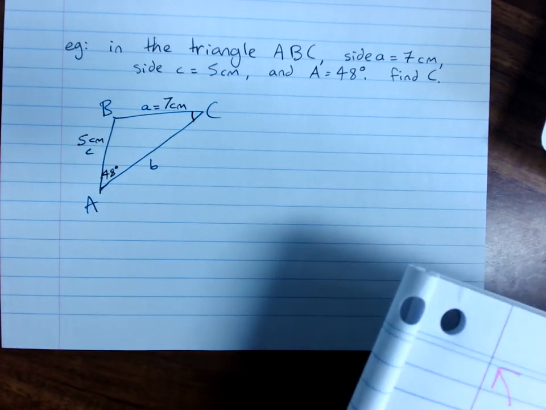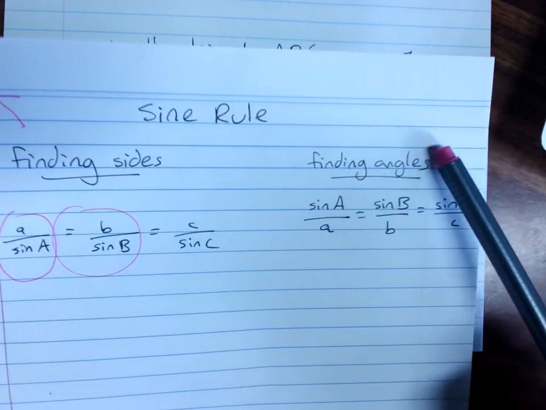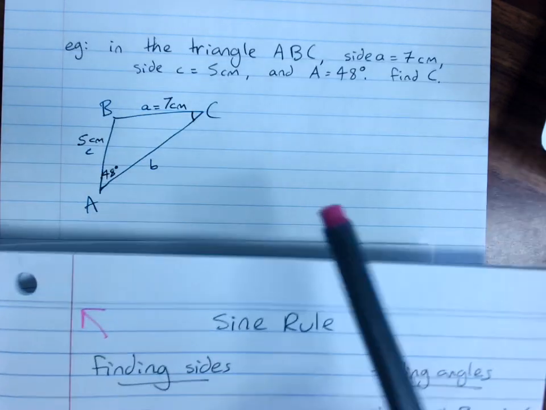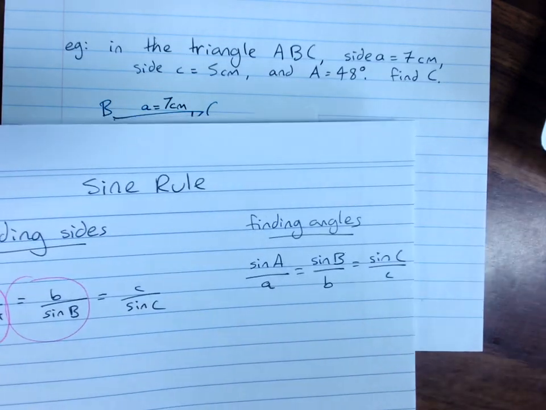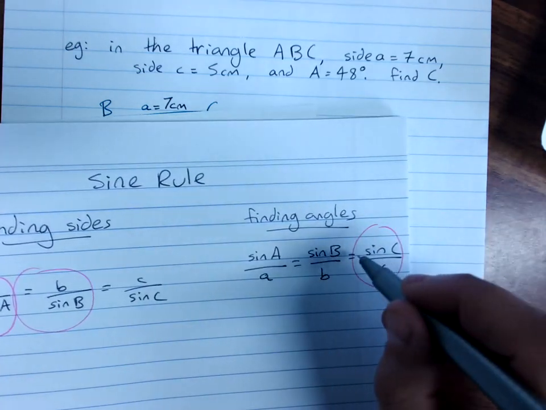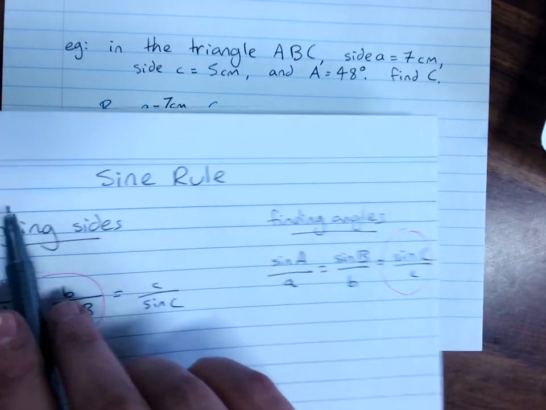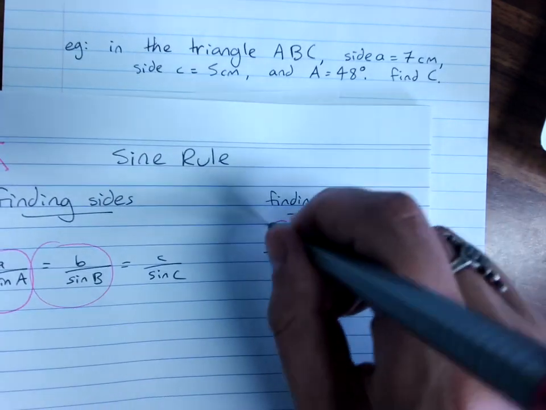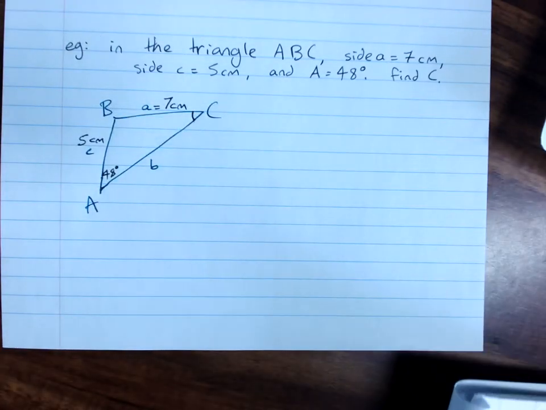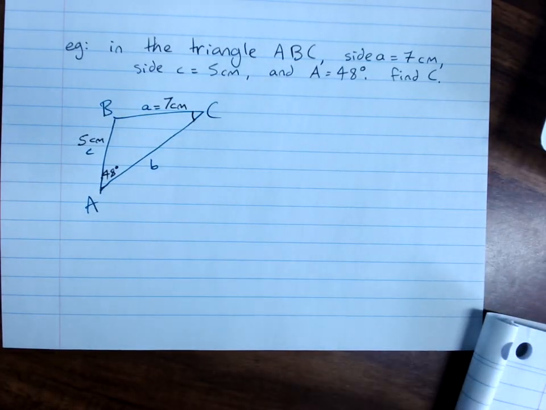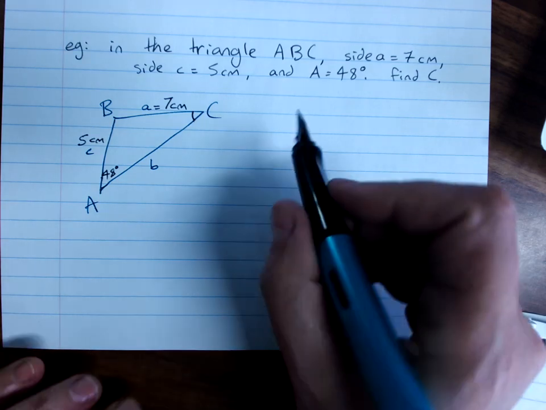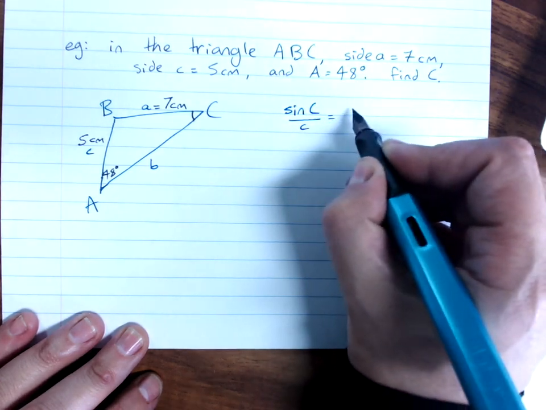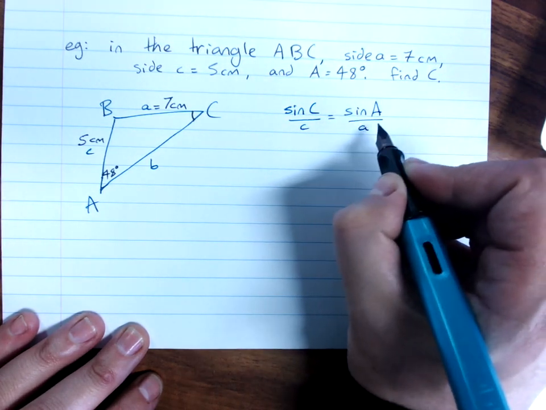Choose your rule, and here we're going to be finding angles. Which one do I want? I want angle C. So I'm going to start with this one because I want sine C to be right at the top left of my working, as I said before, top left. And I've got A and a, so I'm going to use that one. So you only ever use 2 out of the 3 parts of your sine rule. So that's sine C over c equals sine A over a.